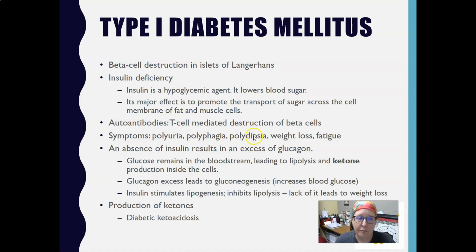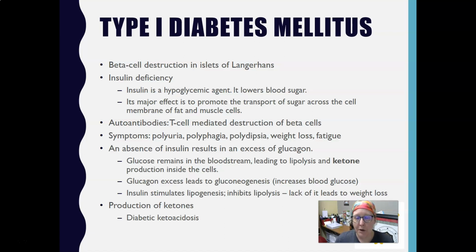The symptoms are the same symptoms as type 2, except for the weight loss. So polyuria, peeing a lot, polyphagia, eating a lot, so they're hungry, and polydipsia, thirsty. They're drinking a lot, and then they have weight loss and fatigue. The weight loss is a hallmark of type 1 diabetes, and that's because they're not getting the glucose into the cells, and there's no insulin, and insulin is your storage hormone. So we have a loss of all of that, and so we'll have weight loss usually. Type 1 diabetic patients tend to be skinny.